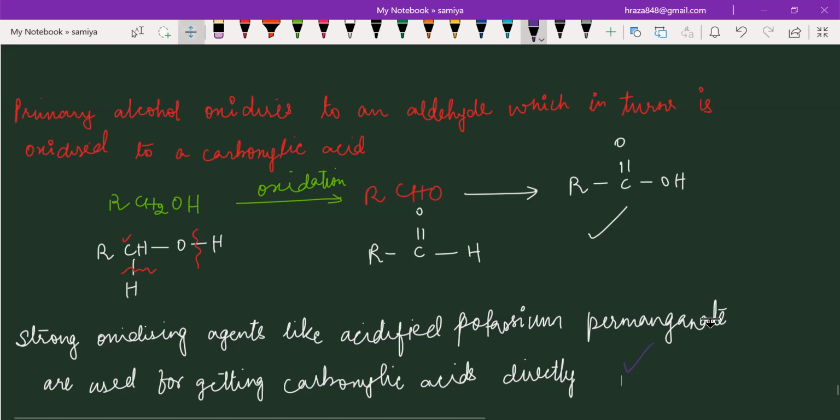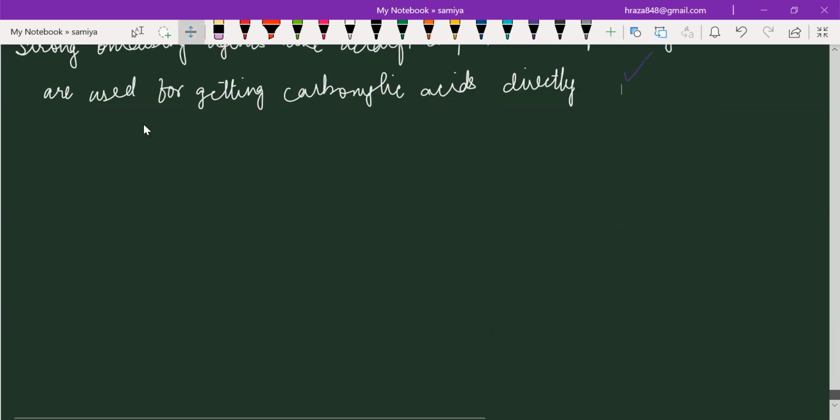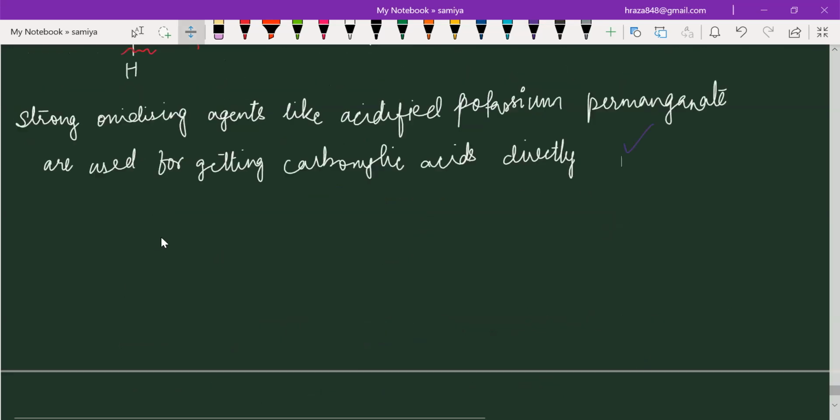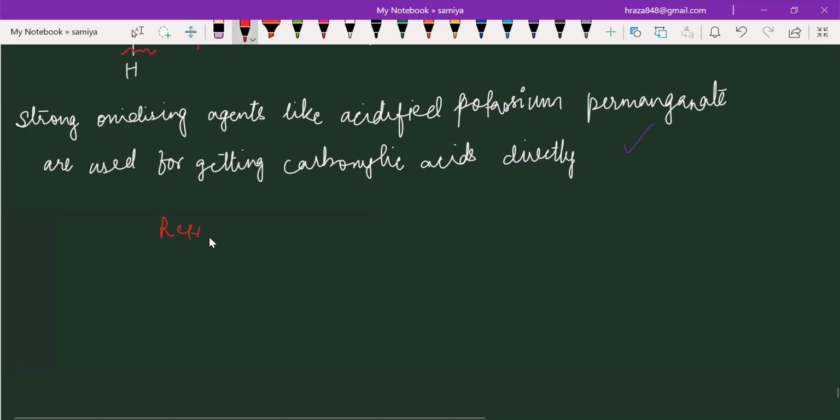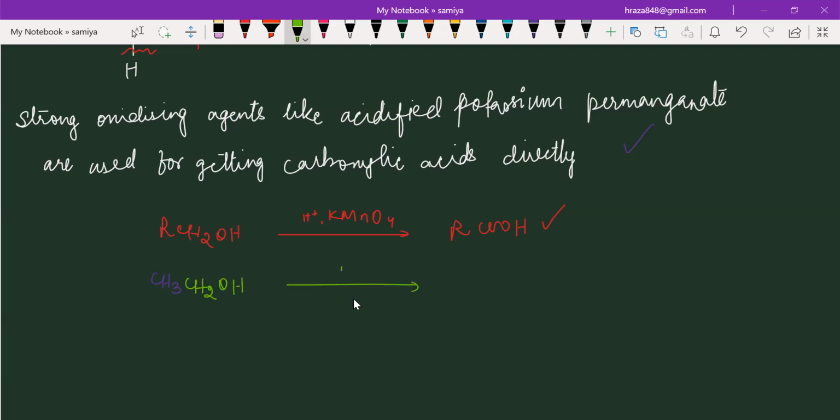Very good. So if we are going to write a reaction for this statement, it's very easy. If you have RCH2OH and you are going to write H plus, that means acidified KMnO4, potassium permanganate, then this will be directly converted into carboxylic acid. Are you getting my point? If you have CH3CH2OH and you are using potassium permanganate, please write the name of the product.